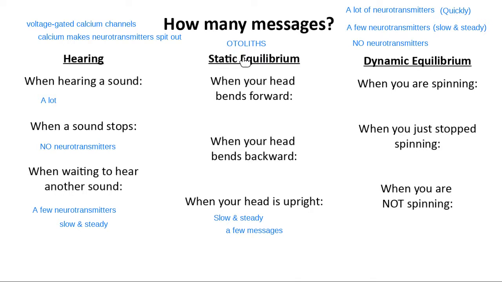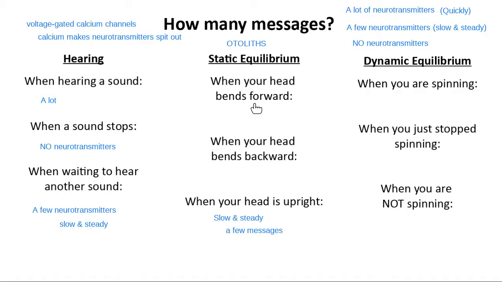So when we're thinking about static equilibrium, we've got our little Olafs, our little otoliths, sitting on top of the macula. They're sitting on top of it, and they're putting a little bit of pressure on it. We spit out just a few messages. Your brain knows my head is upright.